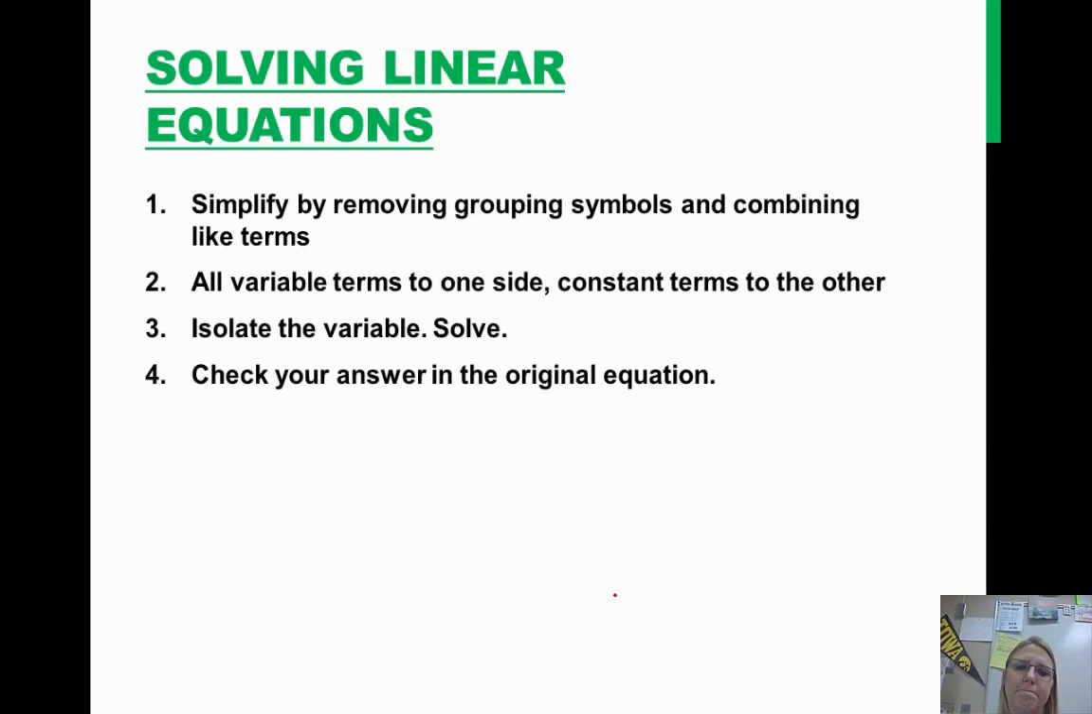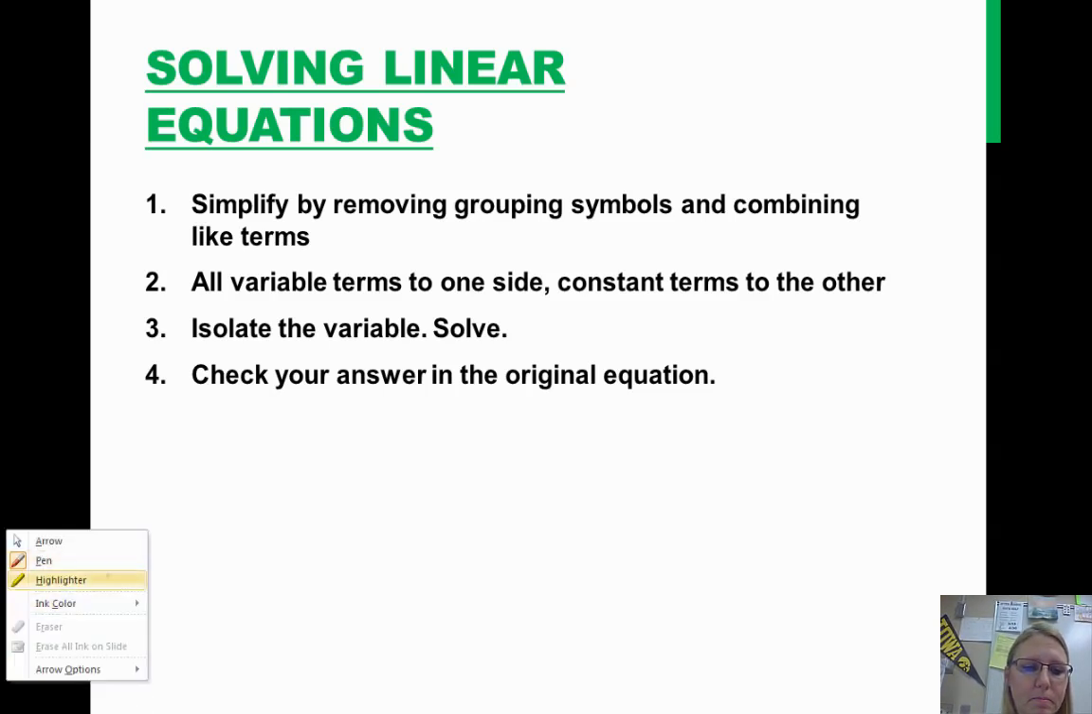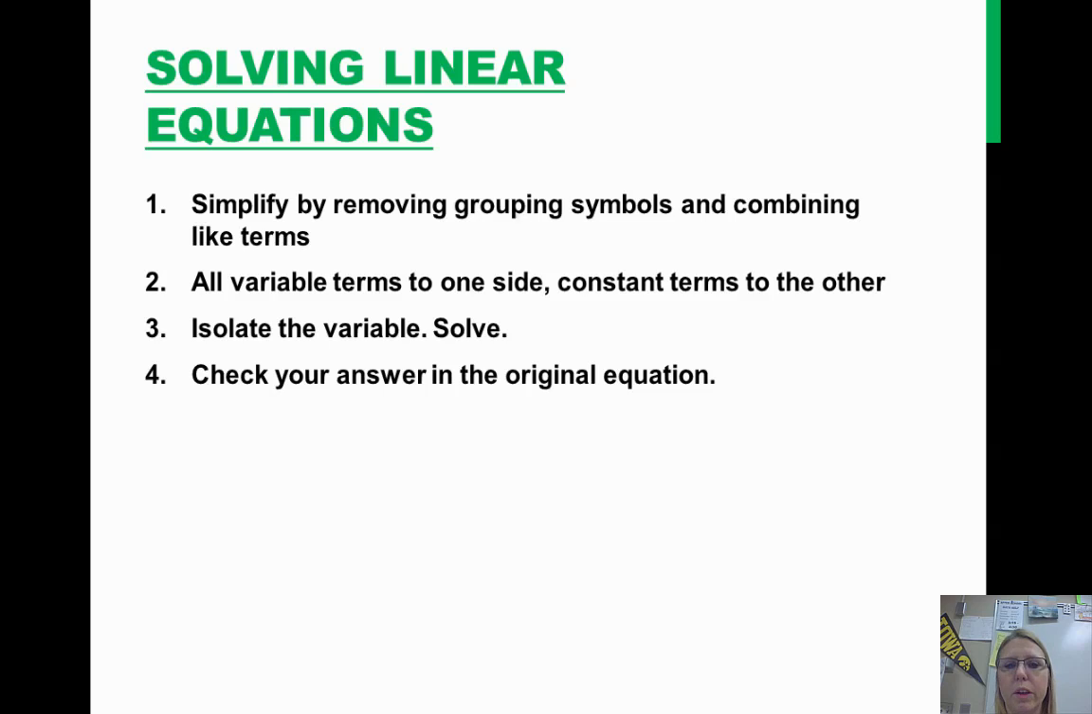So basically, here are the 4 basic steps that you need to take to solve a linear equation. First of all, you need to simplify by removing grouping symbols and combining like terms on both sides of the equal sign. Once you're done with that, you can move all the variable terms to one side of the equation, and all the constant terms to the other side. And then you get to the point of isolating the variable and solving it, and then checking your original equation.